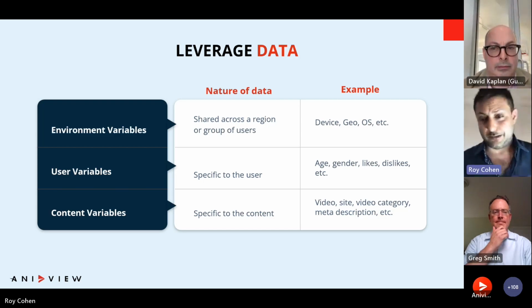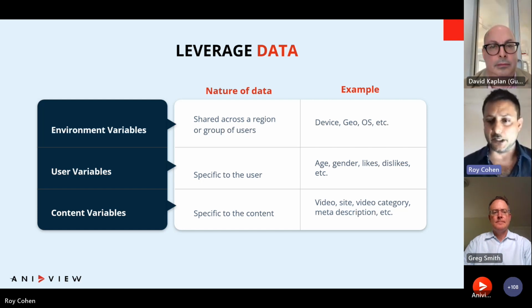So Aniview, and I assume a lot of other platforms that are utilizing optimization and AI and many things around it, we collect the data or divide the data into three different pillars. The first is the environmental variables, which is the device, geo, things that you can grab from the user engine, from the IP, something that you can understand from the environment where you are. It can be country, OS, your device, things that are shared and that you can automatically identify.